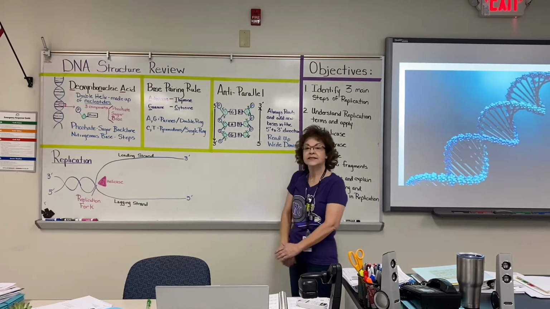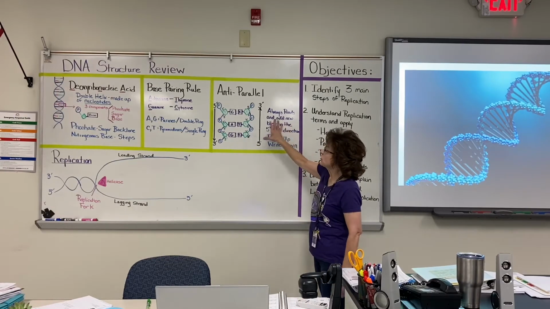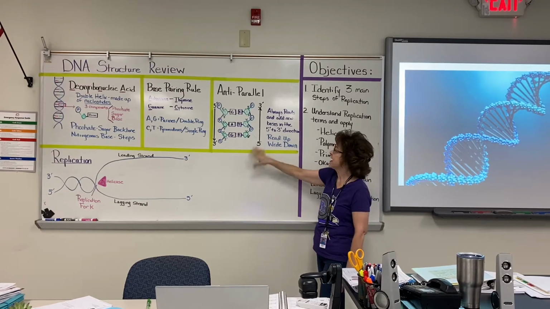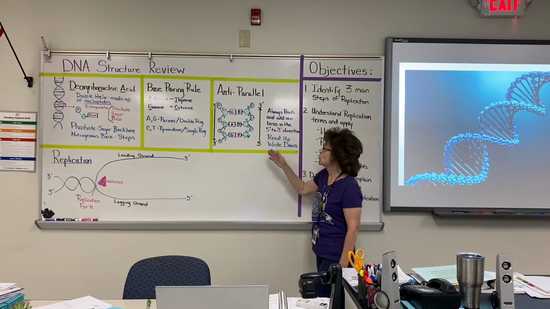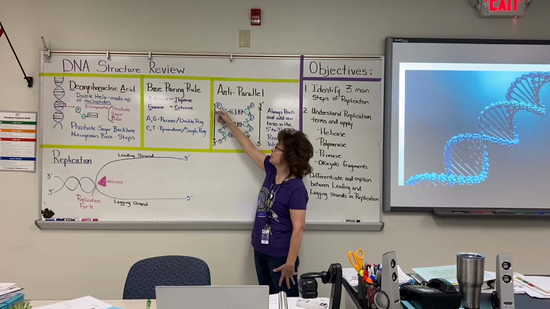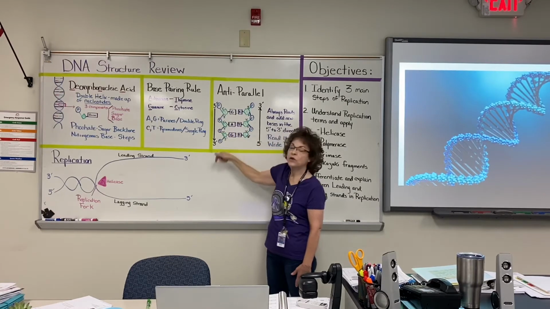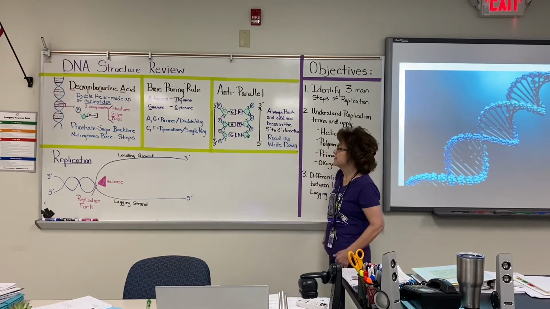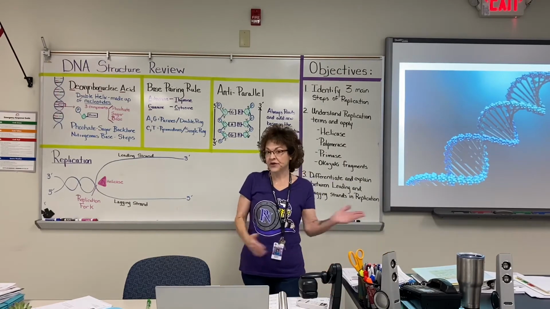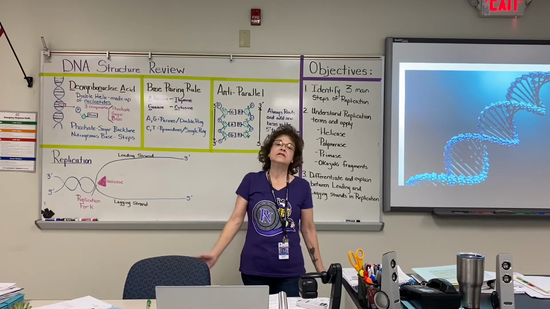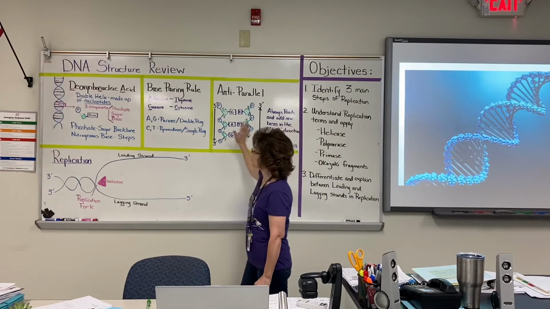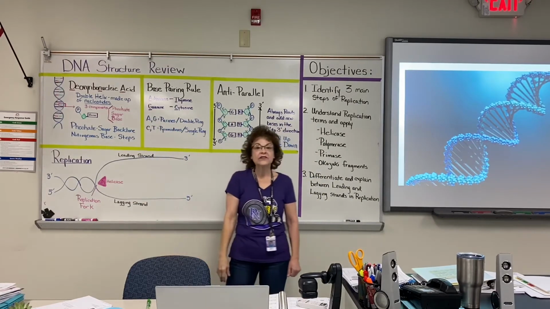So they are anti-parallel. So when we go to replicate and duplicate our DNA, the rule is you read up. So you read from the 3 to 5 direction, but you write down. So you always write from the 5 to 3 direction. So you read up 3 to 5, write down 5 to 3. So that is some review of yesterday's DNA structure.